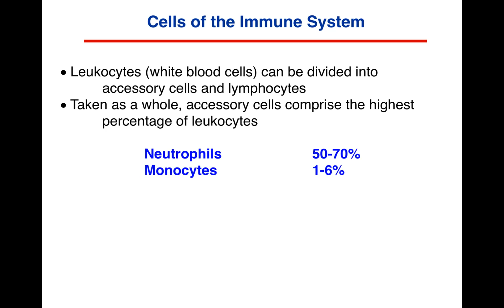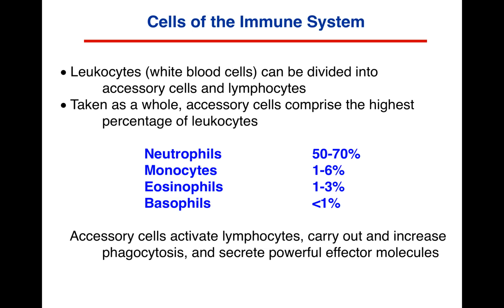Next are monocytes, which are basically blood-borne macrophages. Eosinophils, which are in the tissues, screen for potential tissue parasites, as well as basophils. And these accessory cells activate lymphocytes, they carry out and increase phagocytosis, and they secrete powerful effector molecules. So these are actually the largest part of these leukocytes.